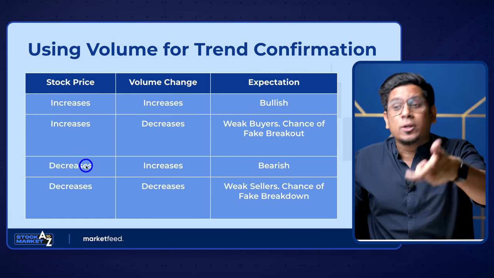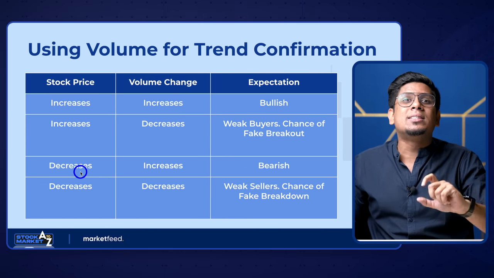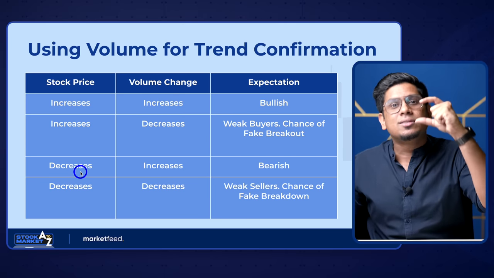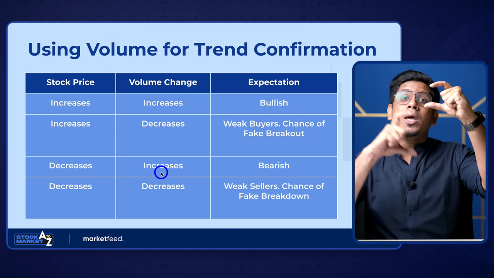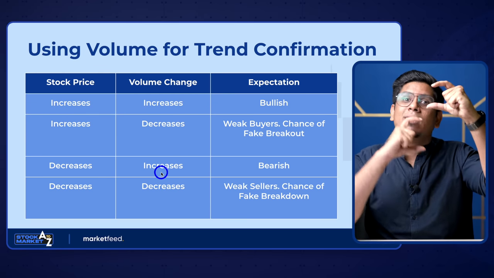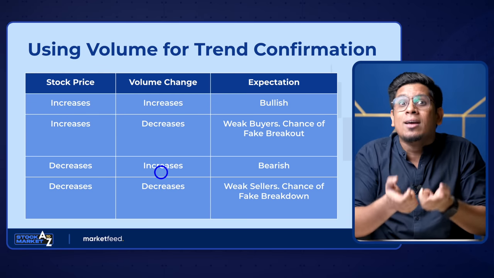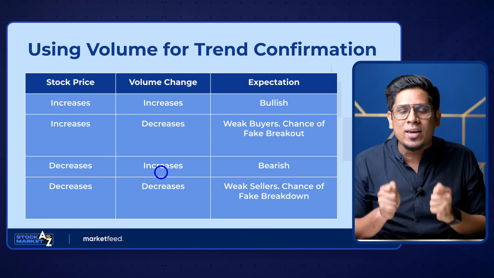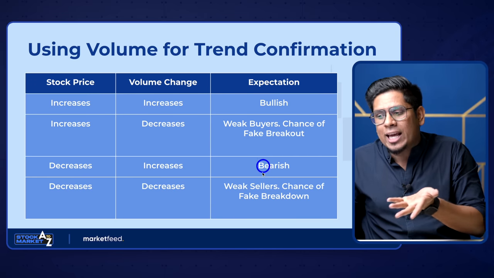Now let us look into the opposite side also. If the stock price is decreasing, which means that there is a good large red candle, and the volume is also high there, a large red volume bar, it means that yes, a lot of market participants are believing in the down move. So you can expect bearishness.